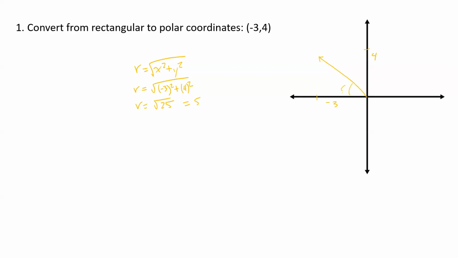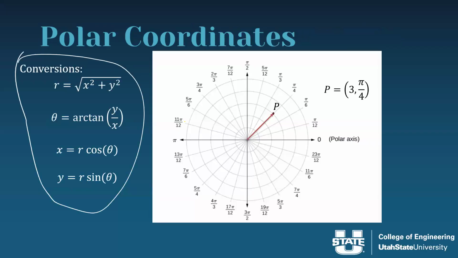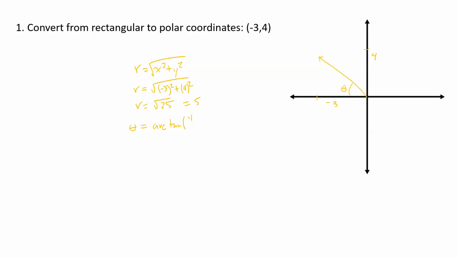And then we want to find our theta. There are a couple of ways you can find theta. You can use theta is equal to arc tangent of, I believe it's y over x, yes. Or you can use x is equal to r cosine theta, or y is equal to r sine theta.